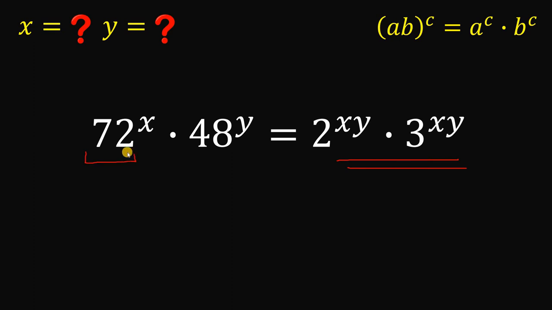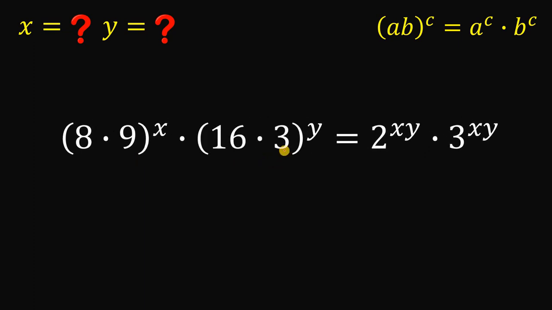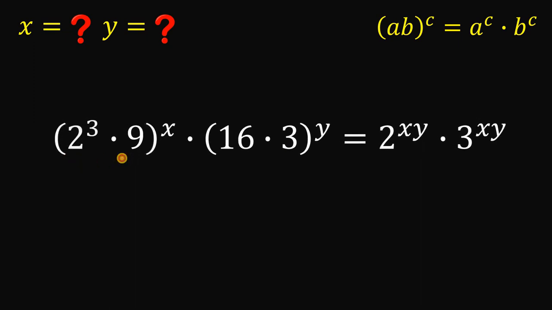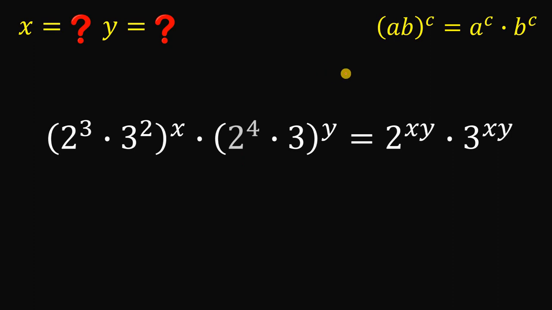Now, take note, this 72 can be factored as 8 times 9. And this 48 can be factored as 16 times 3. This 8 can be written as 2 raised to 3, and this 9 can be written as 3 raised to the power of 2, or 3 squared. Also, this 16 is a power of 2, so it can be written as 2 raised to the power of 4. Now, we can apply the law of exponents to this term, so this can be written as 2 raised to 3x times 3 raised to 2x.